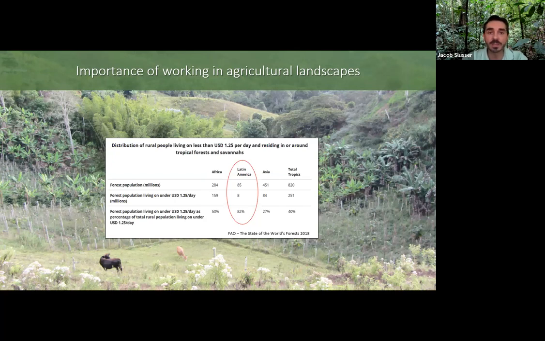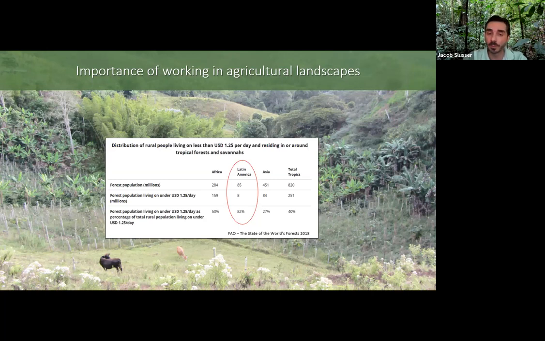Again, with this graph, this table, we can see that there's 85 million people living within tropical forest landscapes who depend directly on forests and natural resources, of which 8 million are living in extreme poverty on under $1.25 per day, which is defined by the World Bank.